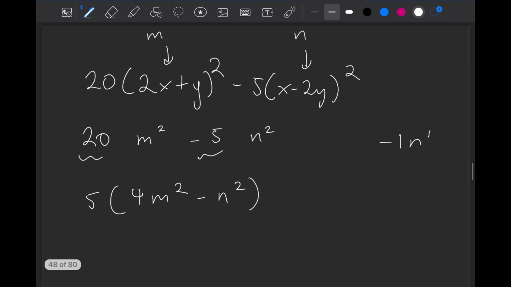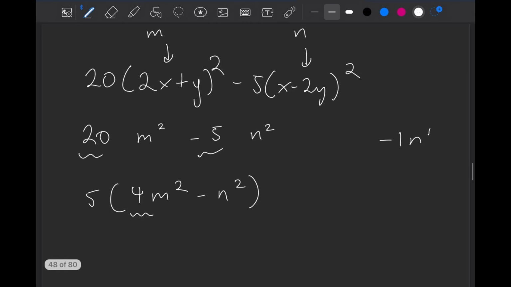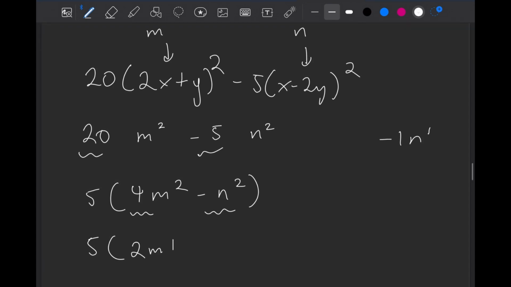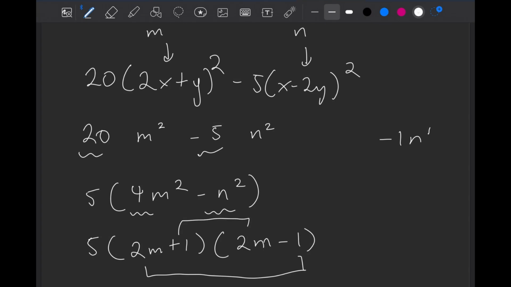So we know that to get the 4m squared and a minus 1n squared, we would have to have 5 on the outside and 2 brackets. One bracket should have an m plus 1, and the other bracket should have a 2m minus 1. And when we check, it's our outermost times our outermost, and our innermost times the innermost. If you want to verify, you can always FOIL these out.